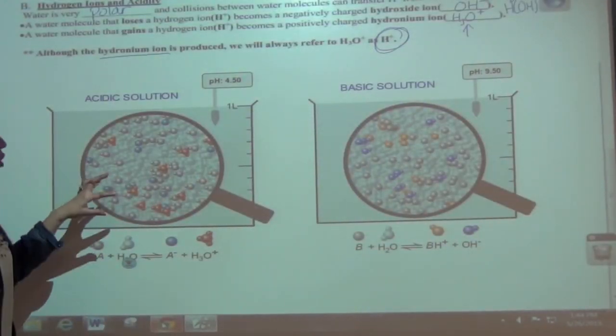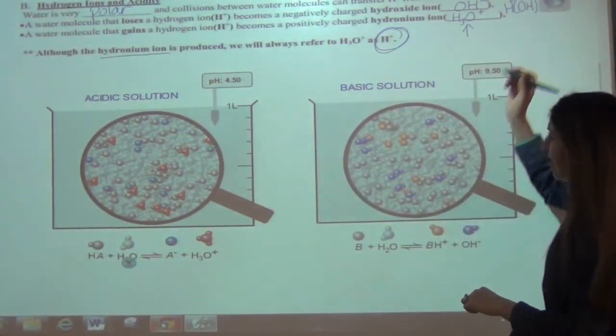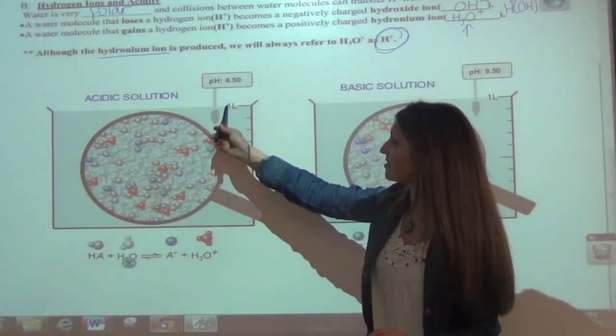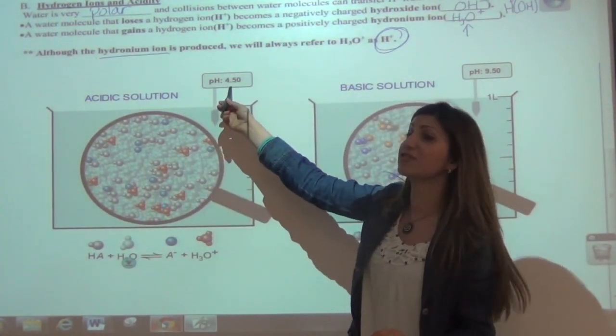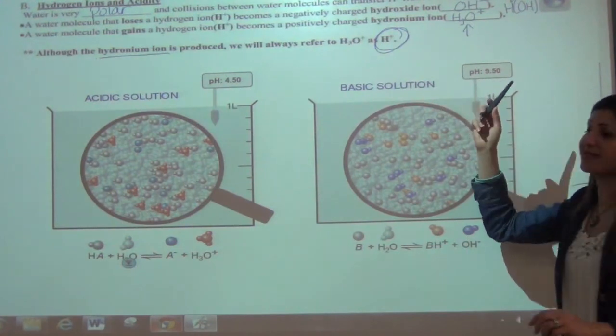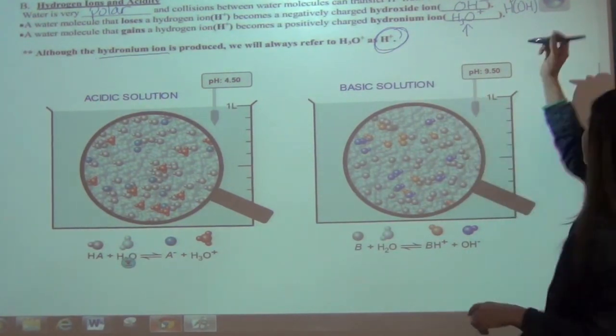Okay, so let's flip the page here. We can see also that if you were to test the solution, if it's acidic, the pH is lower. If it's basic, the pH is higher, okay? Greater than 7.